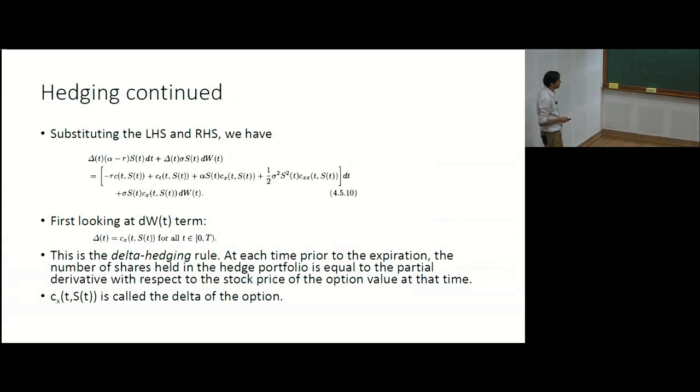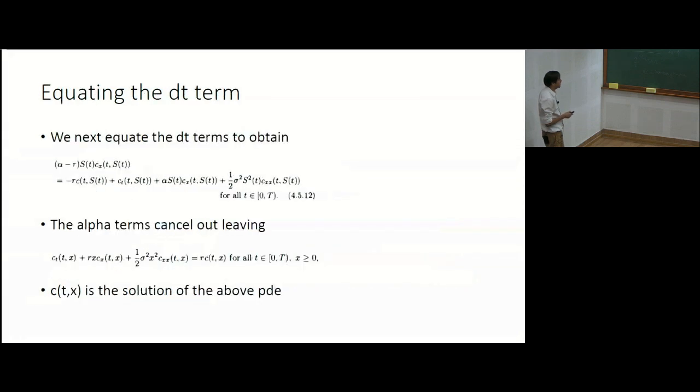So now we take delta t equal to this thing, substitute it in, and compare the dt terms. So you have alpha minus r, this thing, equal to the other side, for all t terms. Then you see that the alpha terms all cancel out, and what you are left with is this equation: the partial differential equation of C, which has no stochastic term in it. And this is the Black-Scholes formula for option price.